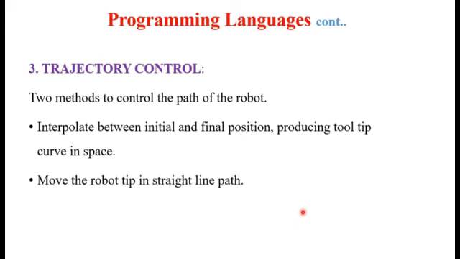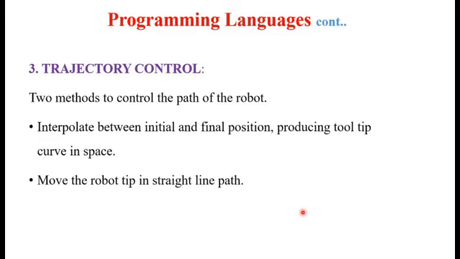Then trajectory control. There are two methods to control the path of the robot. One is to interpolate between the initial and final position, producing a tooltip curve in space. And the second one is to move the robot tip in a straight line path.